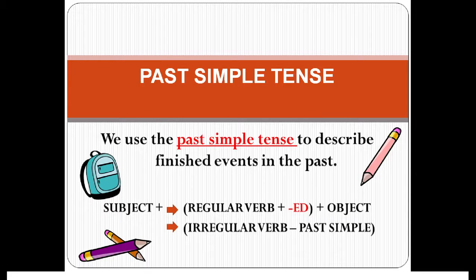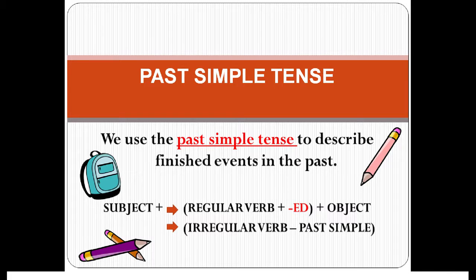So, let's start. First, let's repeat for what we use the past simple tense. We use the past simple tense to describe finished events in the past. Now, you need to know how to build it. First word of your sentence needs to be subject. For example, I, you, we, or some name like John.